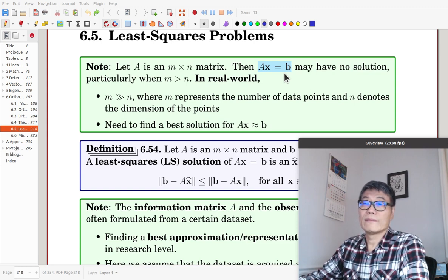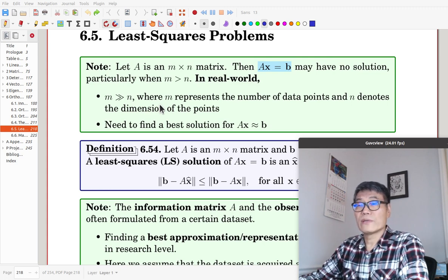than n. In the real world, m is much larger than n. m represents the number of data points, and n denotes the dimension of the points. So we'll try to find a best solution rather than the exact solution.